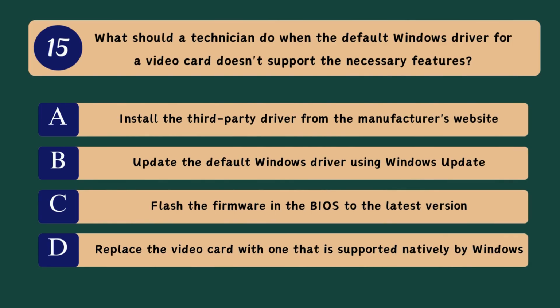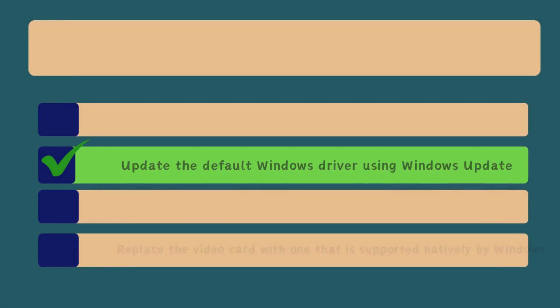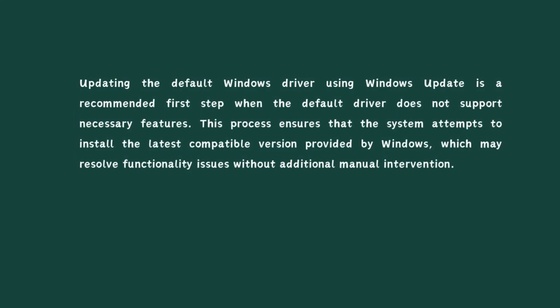Question 15. What should a technician do when the default Windows driver for a video card doesn't support the necessary features? A. Install the third-party driver from the manufacturer's website. B. Update the default Windows driver using Windows Update. C. Flash the firmware in the BIOS to the latest version. D. Replace the video card with one that is supported natively by Windows. Correct answer. B. Update the default Windows driver using Windows Update. Updating the default Windows driver using Windows Update is a recommended first step when the default driver does not support necessary features. This process ensures that the system attempts to install the latest compatible version provided by Windows, which may resolve functionality issues without additional manual intervention.